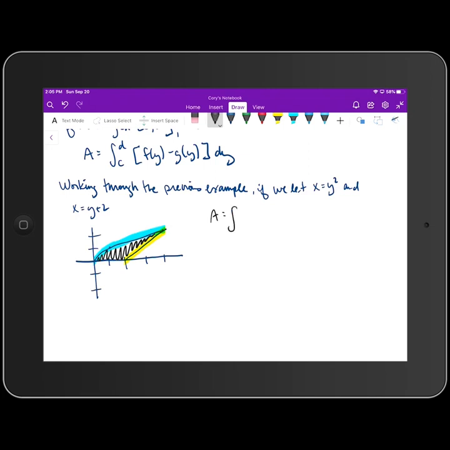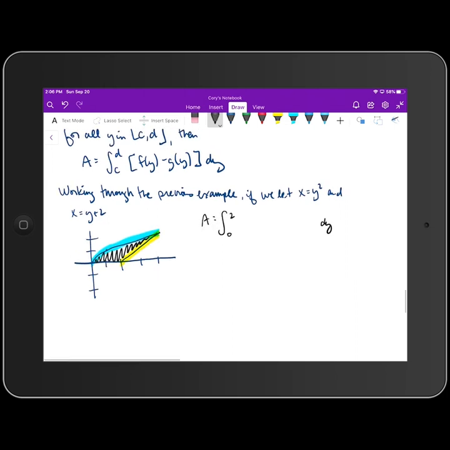Now we know we're going to be integrating with respect to the variable y, so our limits of integration have to be written in terms of y values. When you look at that area, the smallest y value that bounds that area is y is equal to 0, the x-axis. And the biggest y value that bounds the area is the y coordinate of the intersection point, which occurs at y is equal to 2.